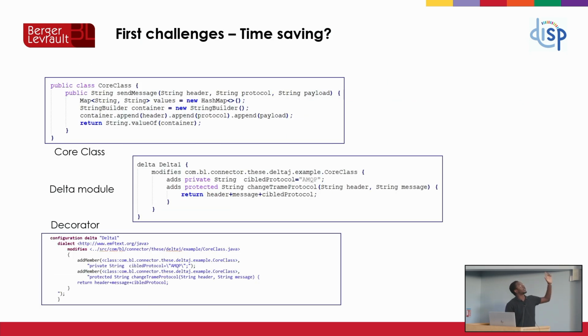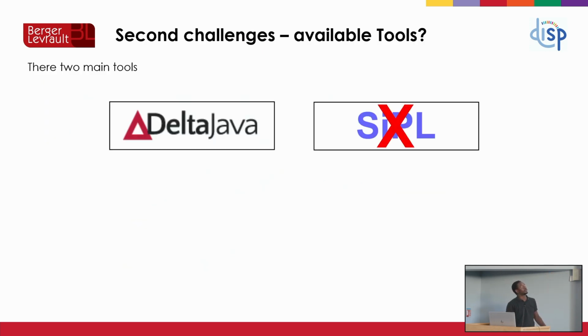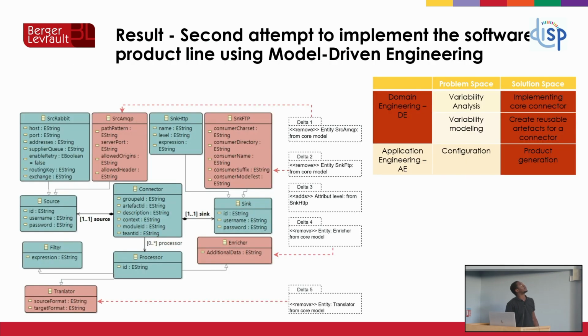That is an example. We have a Java class and a delta module that will add an attribute and a method. It is difficult because the objective of using SPL, a software product line, is to save time, and in this case, at large scale, it is difficult to maintain delta modules, and we don't have many tools for that. We just have DeltaJava, and it only supports Java 1.6.